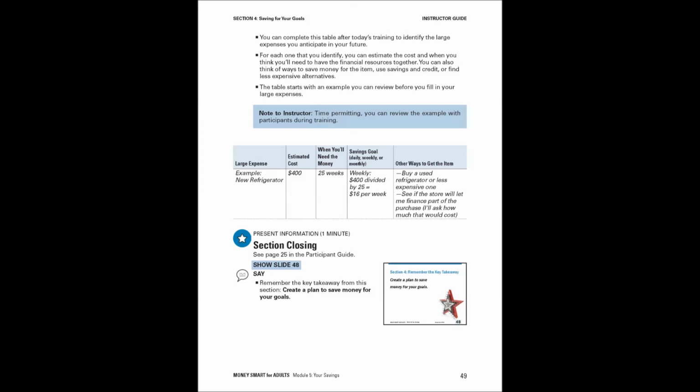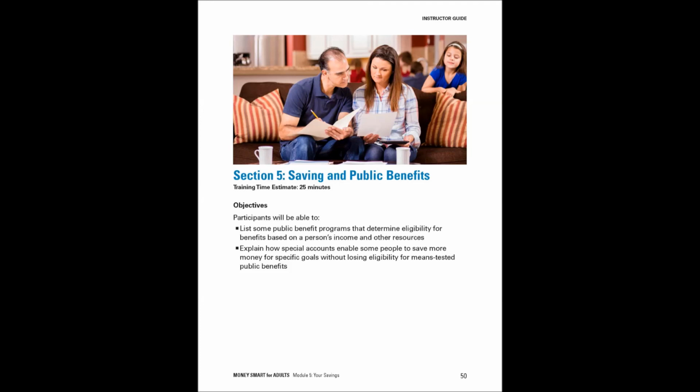And then section closing, showing slide number 48, remembering the key takeaway: create a plan to save money for your goal. Section 5, saving and public benefits. During this section, participants will be able to list some public benefit programs that determine eligibility for benefits based on a person's income and other resources, and explain how special accounts enable some people to save more money for specific goals without losing eligibility for means-tested public benefits.